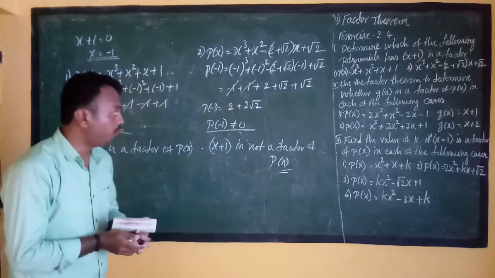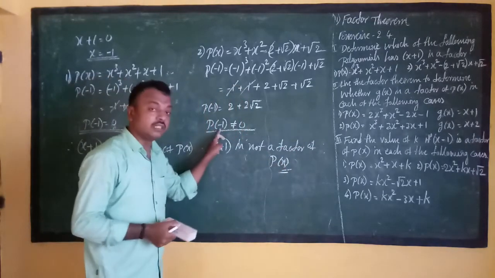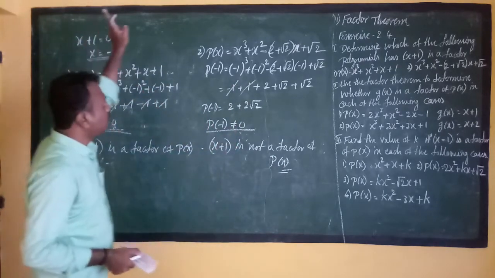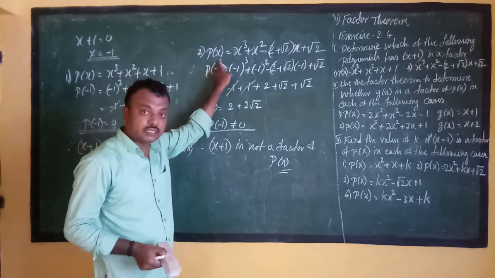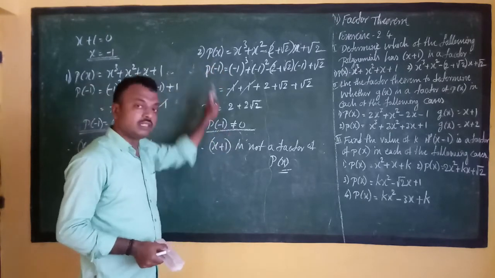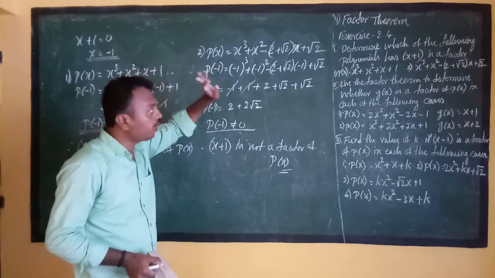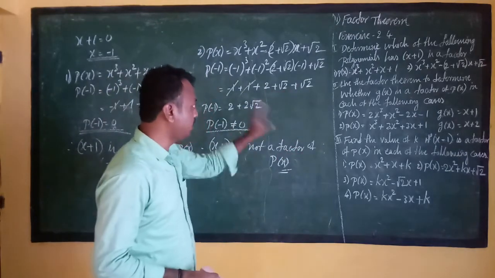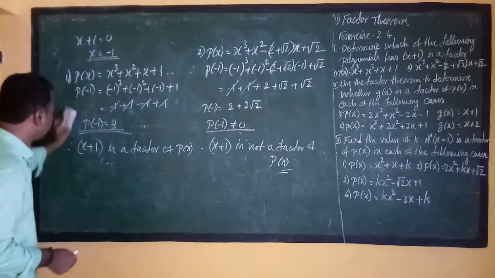Understand, students? Because P of minus 1 is not equal to 0, therefore x plus 1 is not a factor of this P of x. If it becomes 0, it is a factor of P of x. So the remaining two questions in your textbook, you have to solve at home. Okay, next we will go to the second one.